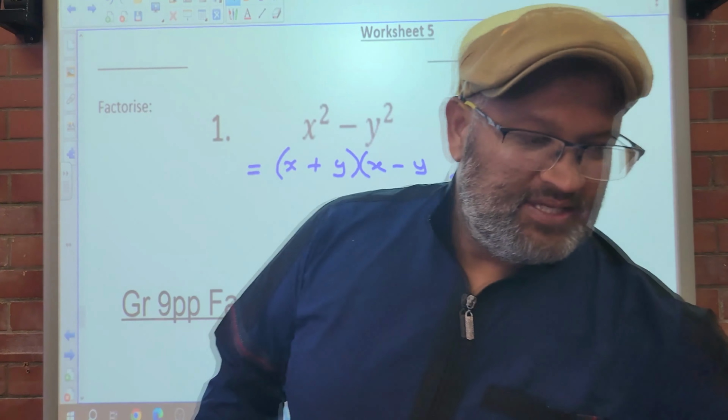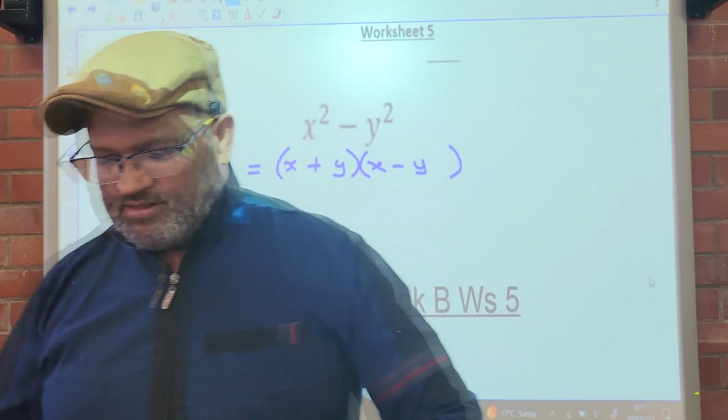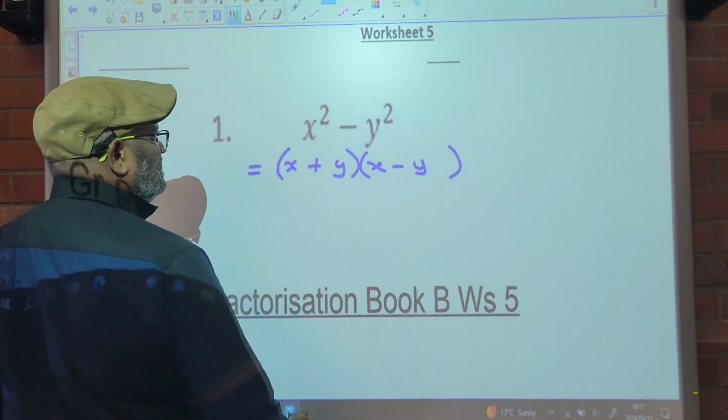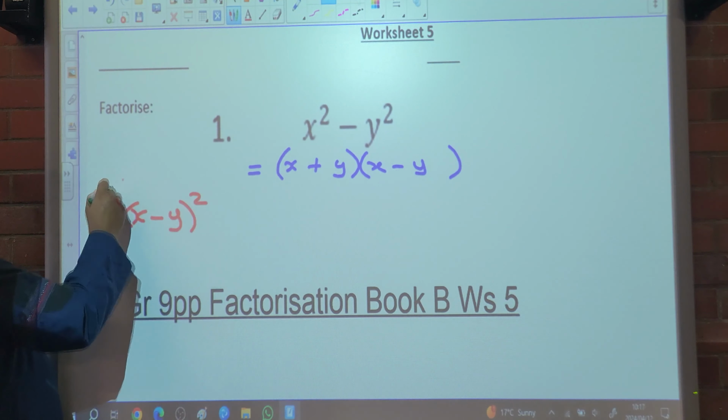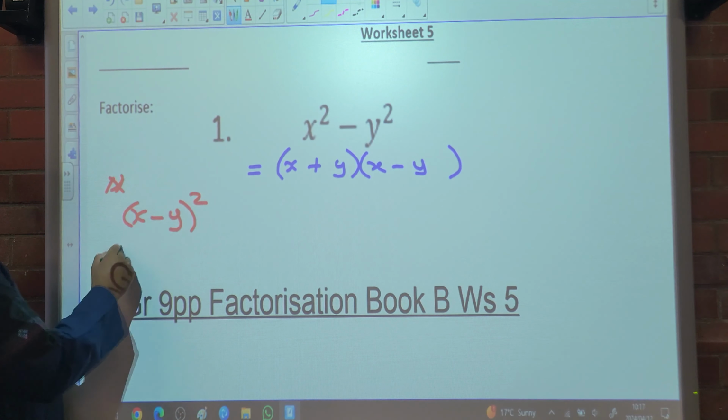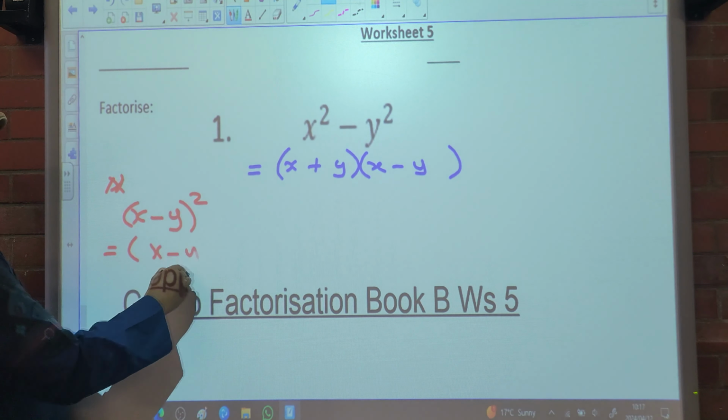Yes? So x minus y, to the power of 2, by making brackets. So you're saying it's going to be x minus y to the power of 2, like that. Okay? So let's check. Multiply this out twice.